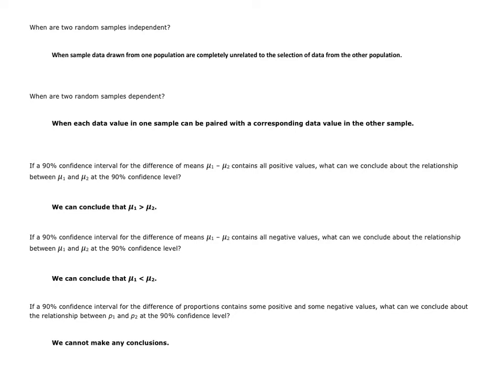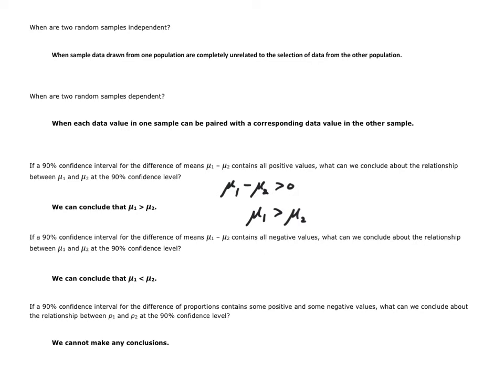We are going to look at confidence intervals for differences between two means, and mu1 is going to represent the population average of group 1. Mu2 will represent the population average of group 2. As far as the direction goes, if you have a confidence interval for the difference of means that contains all positives, say mu1 minus mu2, if they're always positive, then that just means that the average of group 1 is going to be greater than the average of group 2.